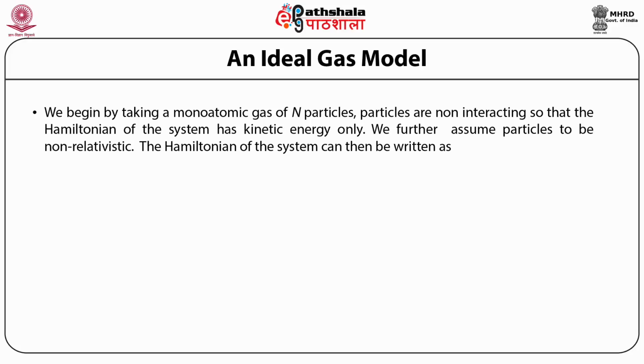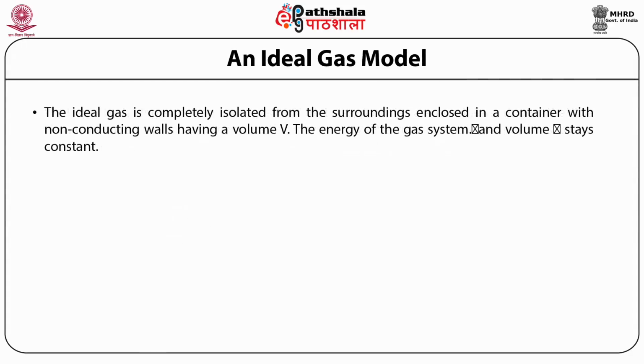The Hamiltonian of the system can then be written as H equals the sum from i equals 1 to N of p_i squared upon 2m, where p_i is the momentum of each particle and m is the mass of each particle. The ideal gas is completely isolated from the surroundings, enclosed in a container with non-conducting walls having a volume V. The energy of the gas system E and volume V stay constant, such that E is equal to the summation over i of N_i epsilon_i.